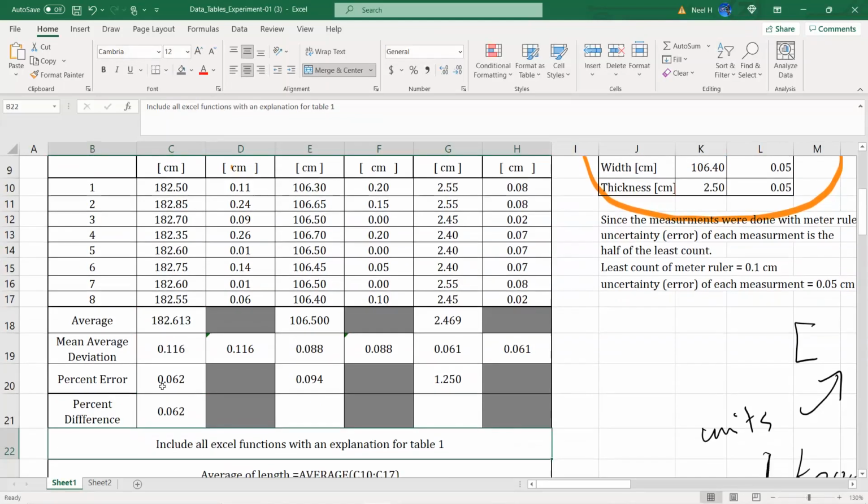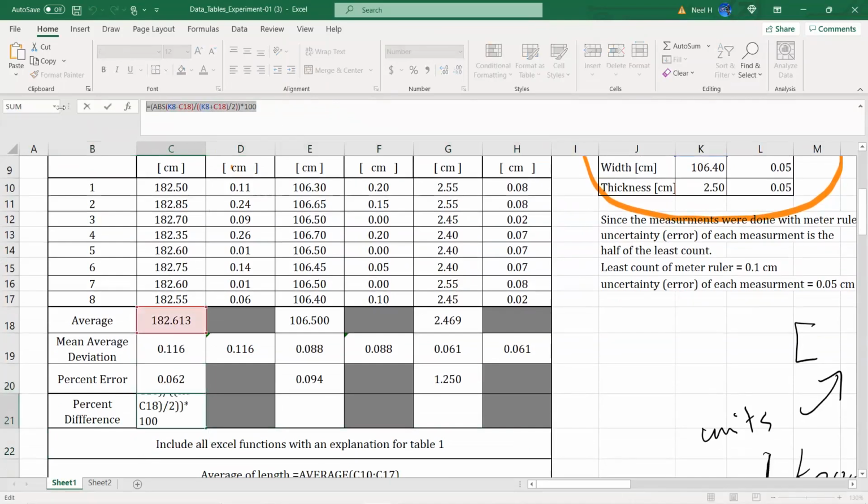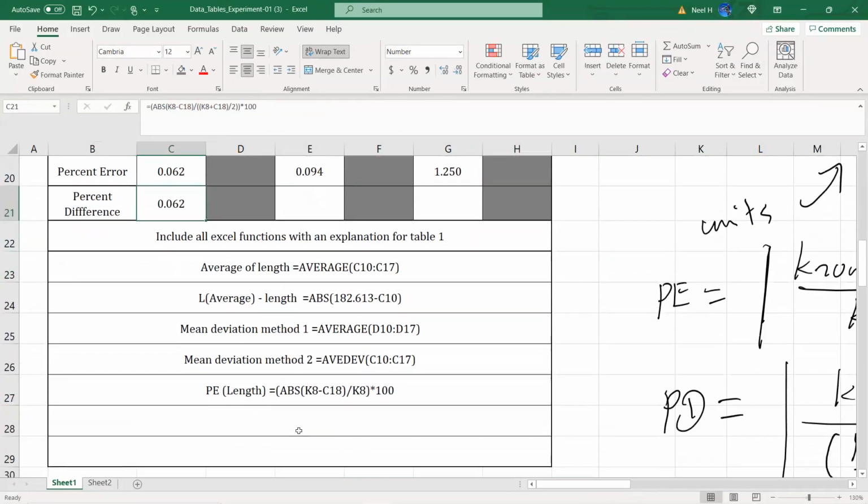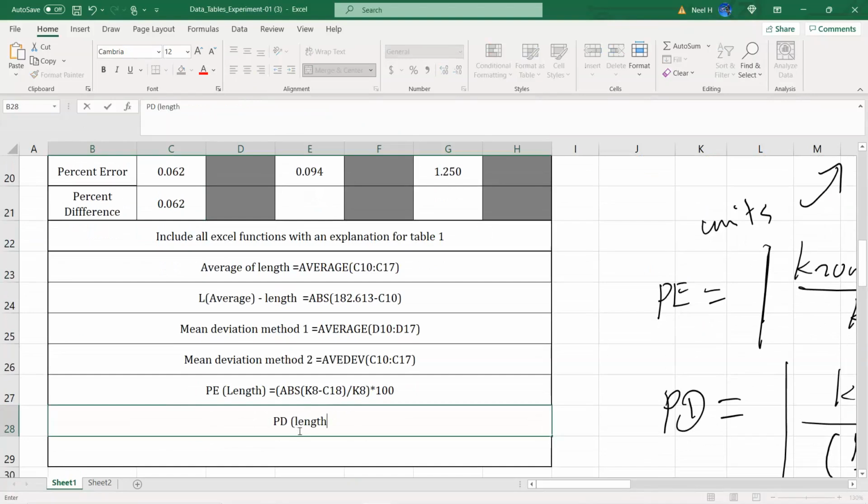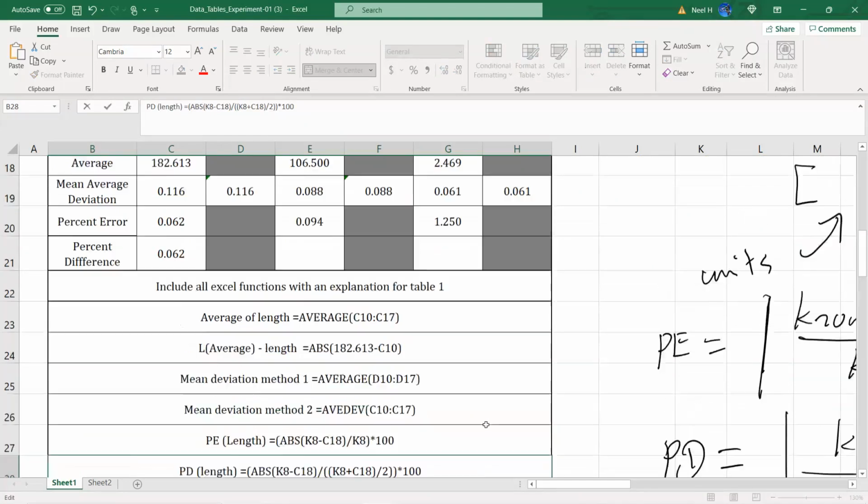Okay. So percentage error and percentage difference you can see are very close here. The reason is that the two numbers we're comparing are very close. That's why, okay. So this is actually PD for length. We're going to use one of them because it's going to be the same function for the two. Question. Okay, so it looks good, I think.